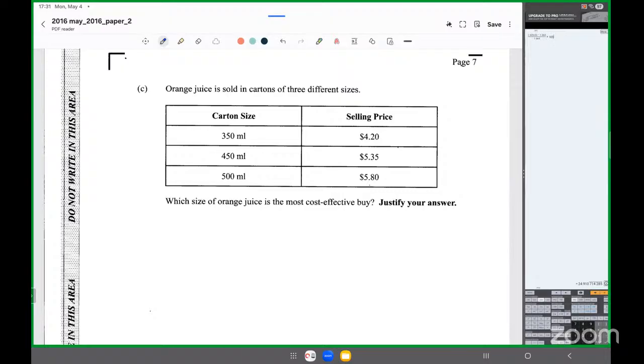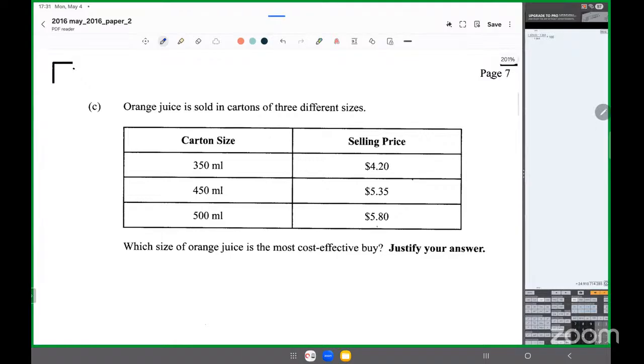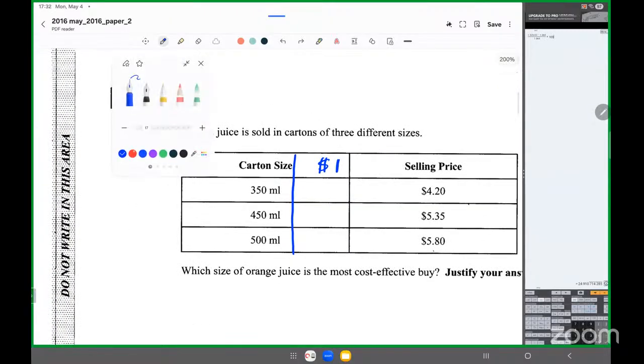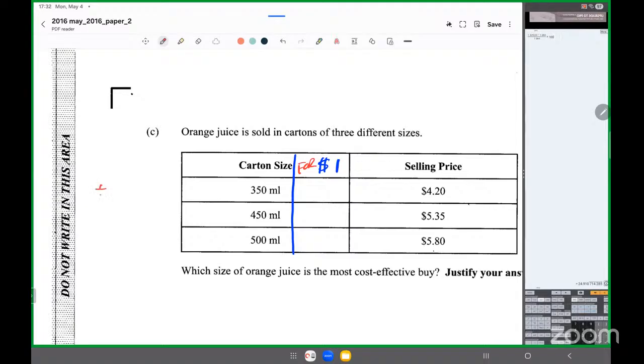I'm going to put a $1 column right here: how much juice for $1? How do you do it? This amount of money gives that amount of juice. So you're going to divide this row by the money to get it down to $1, the 4.2. You want to know how much for $1, so you divide this row by 4.2.